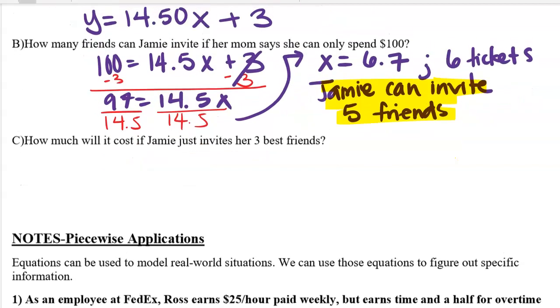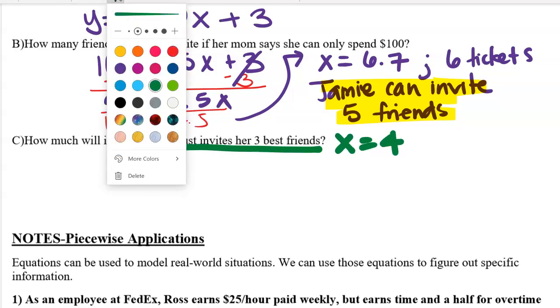How much would it cost if Jamie just invites her 3 best friends? Ooh. So how much is going to cost for Jamie to invite 3 of her best friends? So how many tickets would you need? 4. See how we need to be very cautious. We need x equals 4, right? 4 tickets. All right, you guys find the cost.